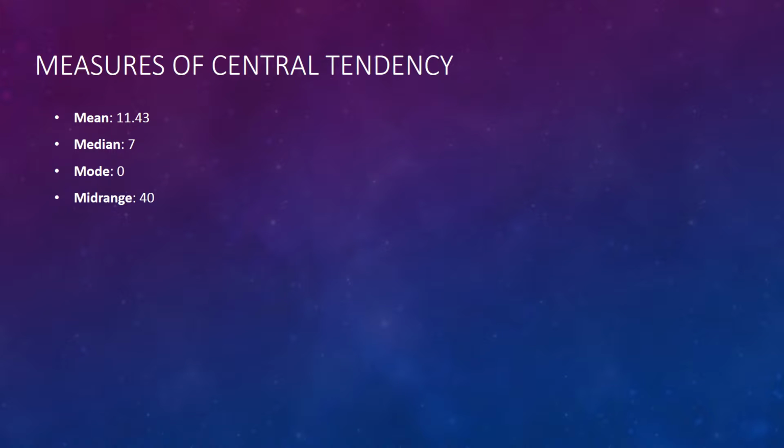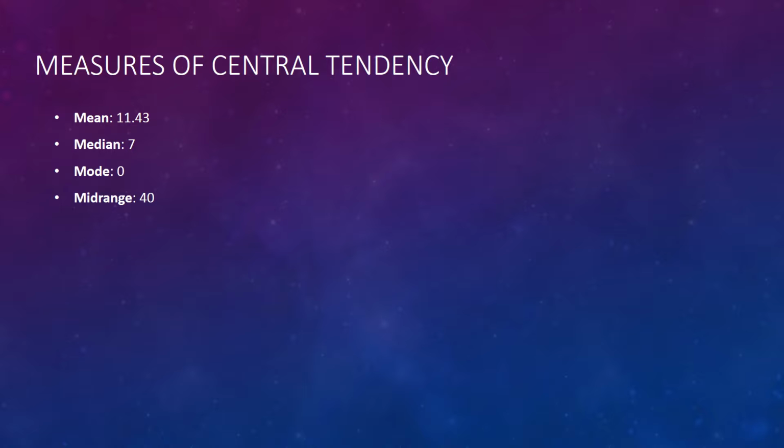So to find the measures of central tendency of our data, we found the mean of 11.43, the median of 7, the mode of 0, and the mid-range of 40. To find the mean, we added together all of the numbers on our Google Sheets and divided it by 100, which is the total number of people surveyed, to get 11.43.